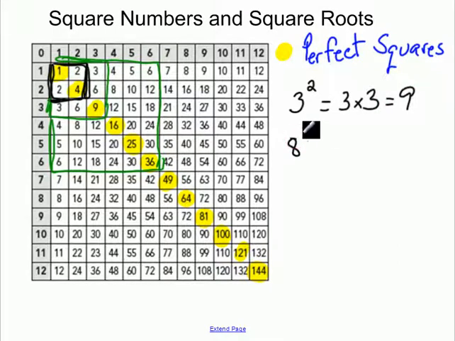8 squared. Well, that's 8 times 8. And if we look into the grid here, 8 times 8 is 64. If we know our multiplication facts, hopefully we do in grade 7, 8 squared is 64.